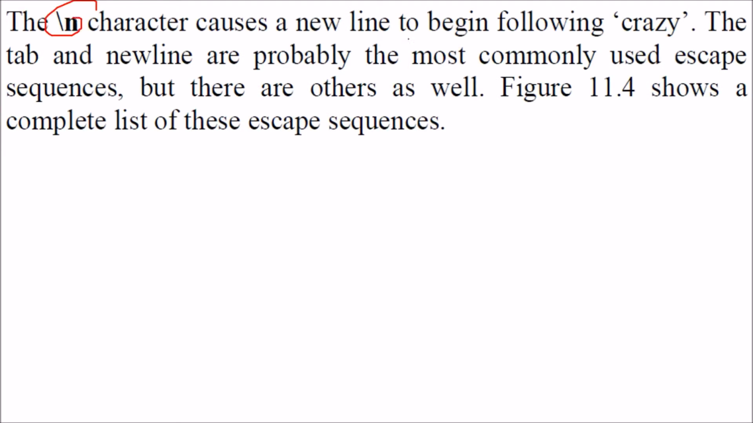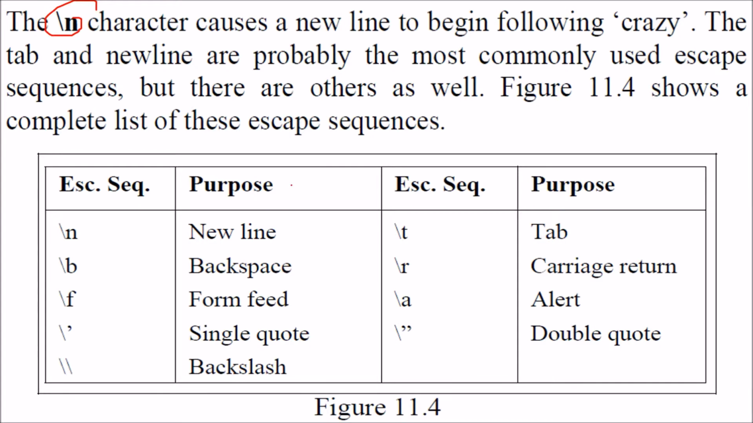So slash n and slash t, all these are very important in your programming. Let me give you an idea. Slash n is for new line. If you want to apply the backspace, slash b; form feed, slash f; slash t for tab; slash r for carriage return; slash a for alert.